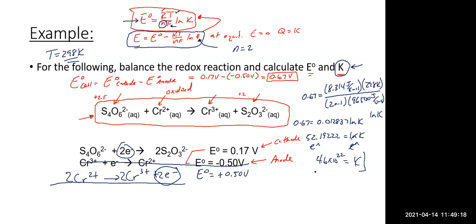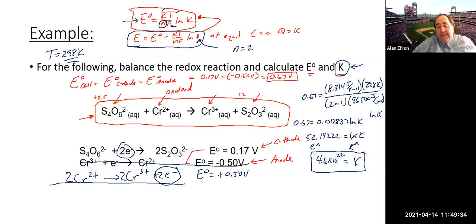Professor, yeah, what happened to... because the equation up above says E equals E cell minus that whole equation. Oh, okay, just kidding. Sorry, never mind. I saw we're using the equation up above.